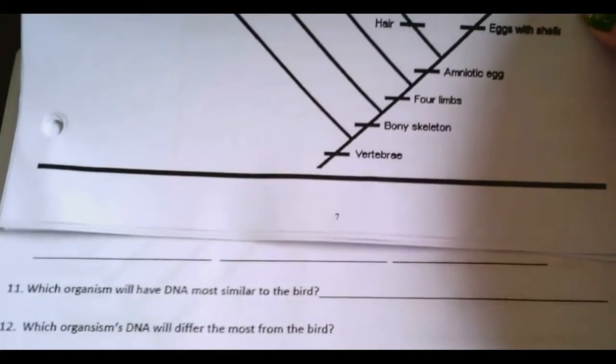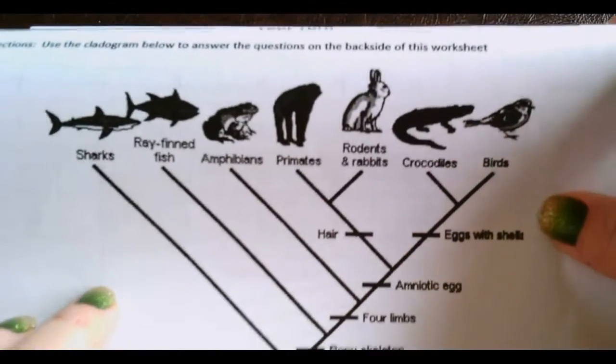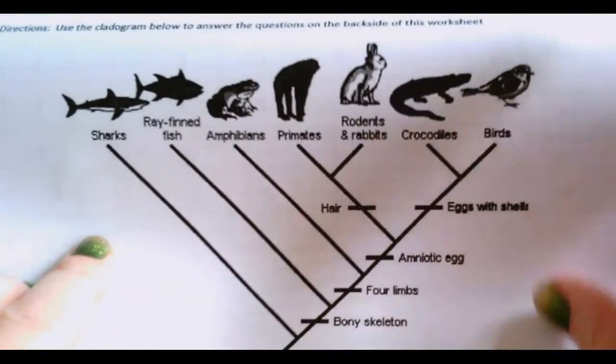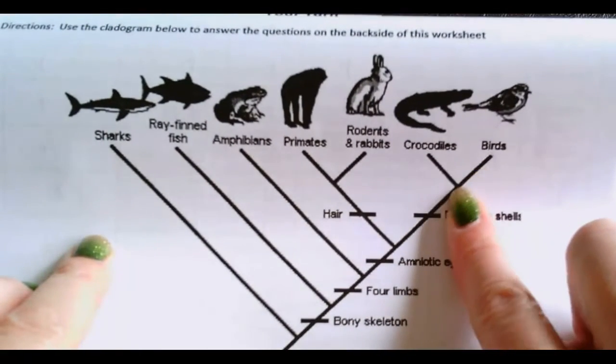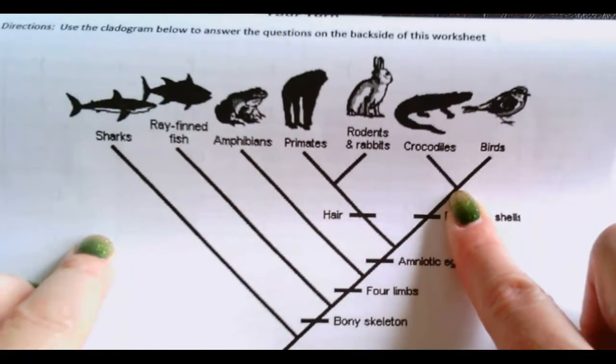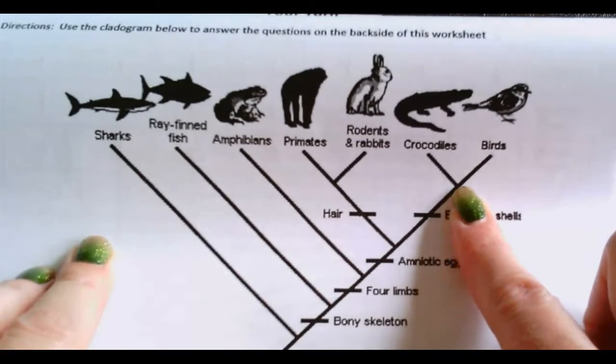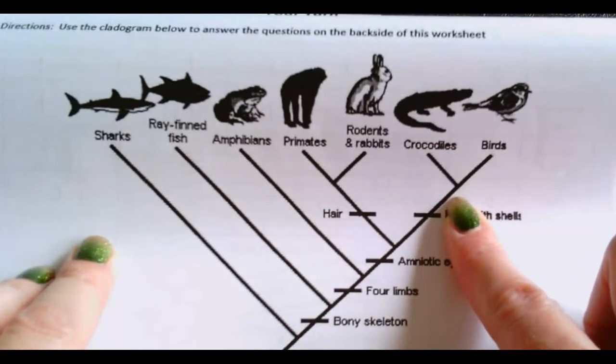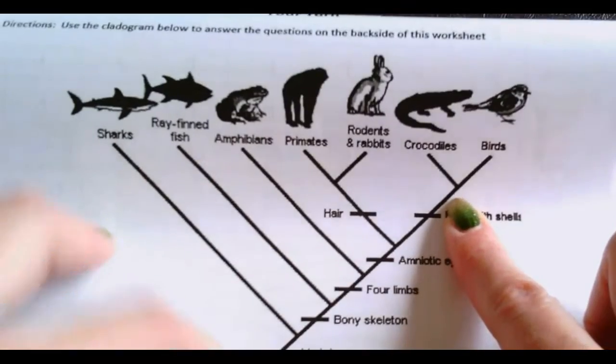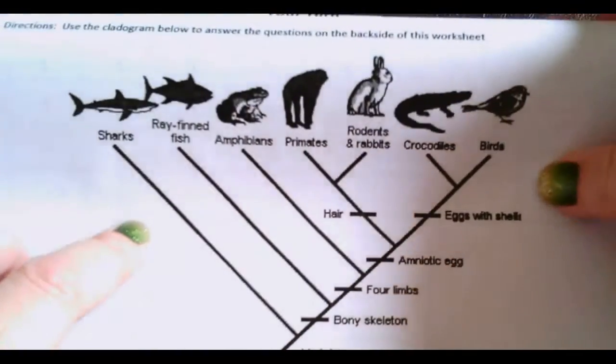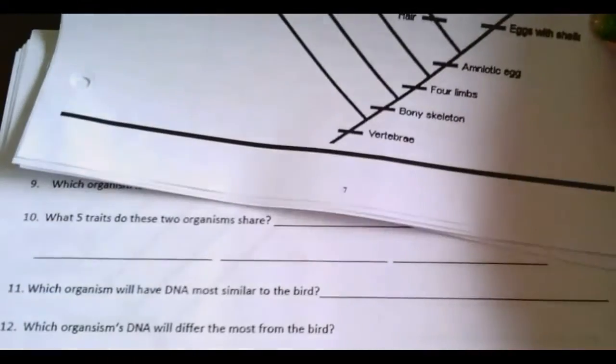Then we have, which organism will the DNA be most similar to the bird? So again, the DNA is similar if the traits are similar. So the bird, the most likely or most closely related with the DNA is still the crocodile. Not only are they most similar when we're talking about traits, but those traits are determined by the DNA. So that means that they would be the most similar in DNA as well.